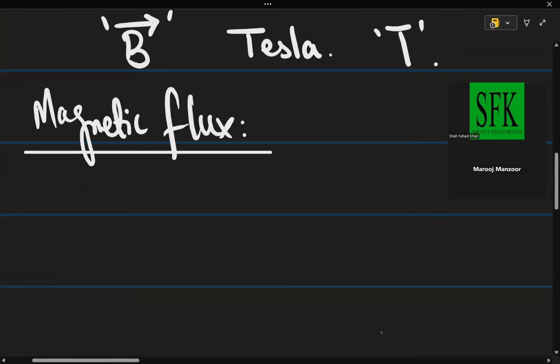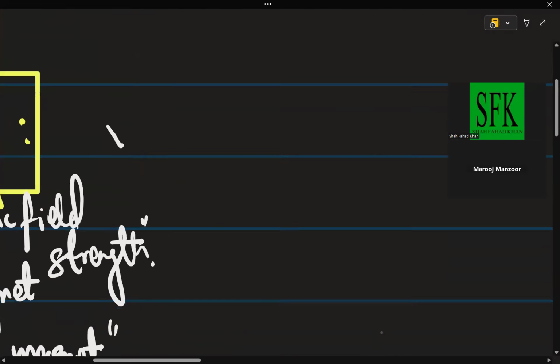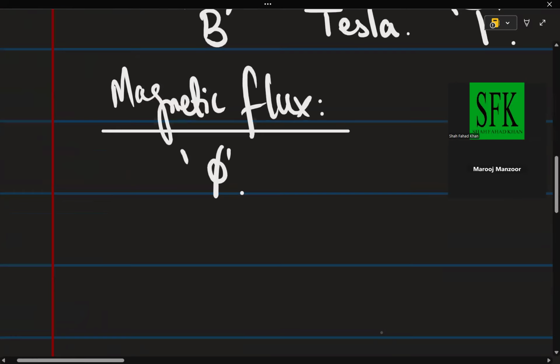Okay, so basically, magnetic flux represents a scalar quantity. Magnetic flux density represents a vector quantity. There's a difference. Flux density is vector. Flux is scalar. Because it's a vector, it has a direction and everything. Flux doesn't. Flux doesn't have a direction.